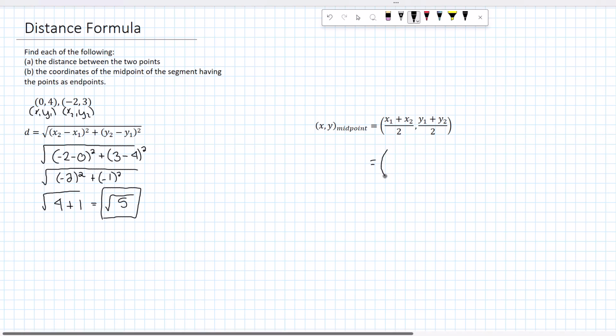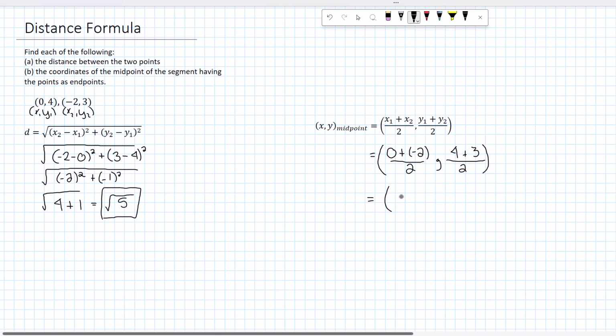Once again, we're going to put in what we know. We're going to take x1, which is 0, plus x2, which is -2, all over 2, comma, because we have an ordered pair. Now we're going to take y1, which is 4, plus y2, which is 3, all over 2. We're going to continue to simplify.